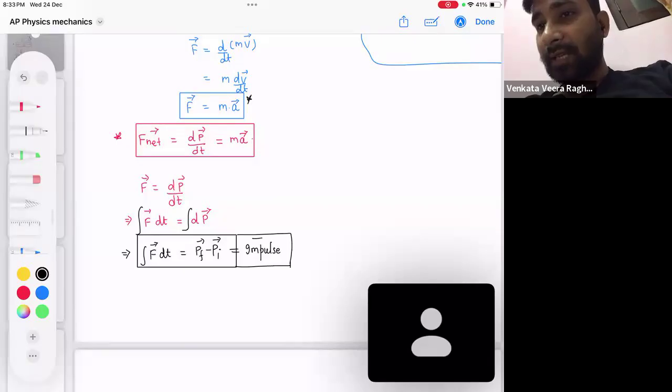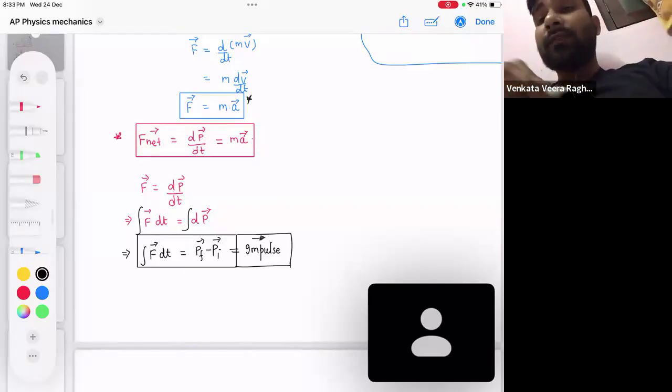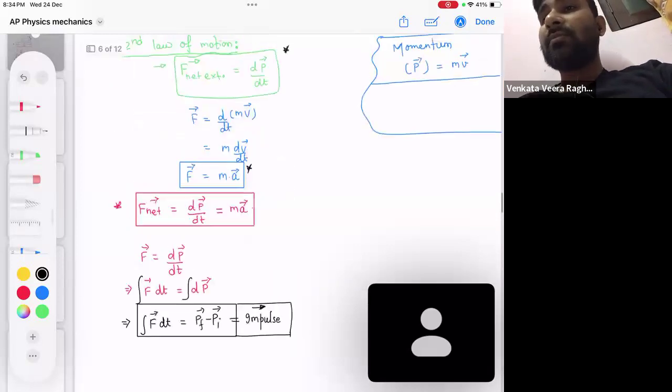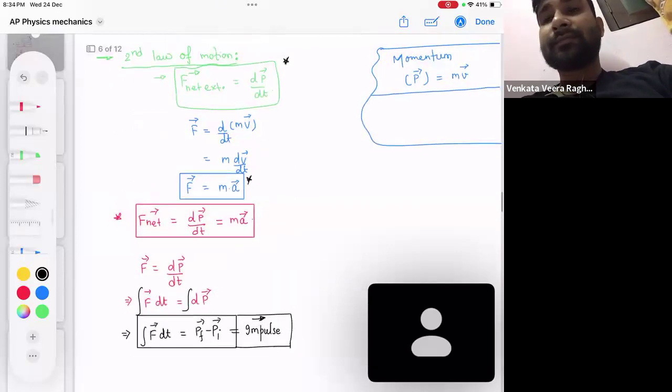Impulse is again a vector quantity. So if we want to calculate the impulse, what can we do? Either we can find the integration of F dt, or what else can we do? We can just find the change in momentum. Is that clear? Please tell me.